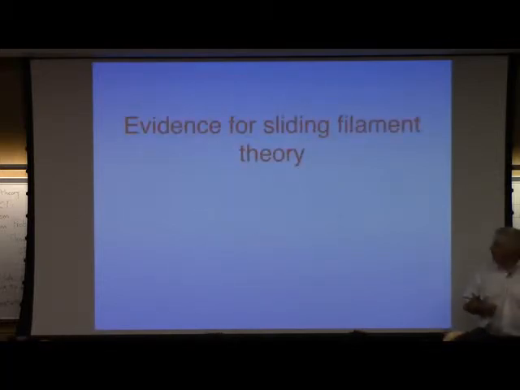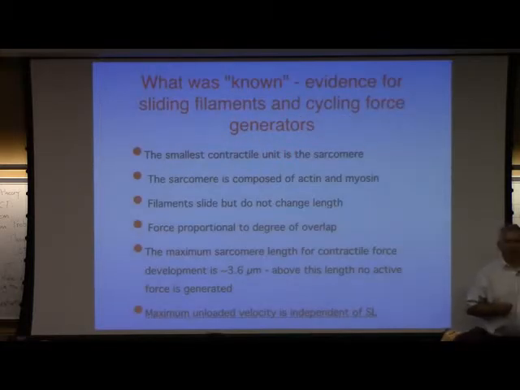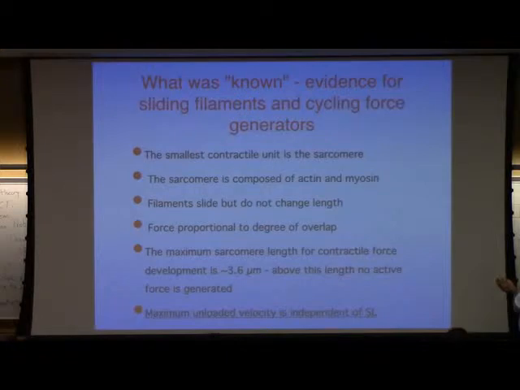Okay, sliding filament theory. So sliding filament theory is basically that thick and thin filaments slide past each other. So when this was formulated back in the 50s, basically, if you could state it, the smallest contractile unit is the sarcomere. And sarcomere is composed primarily of actin and myosin. Now we know there's many other things, but at the time it was actin and myosin. It was found that the filaments slide but don't really change length. And then the force is proportional to the degree of overlap.